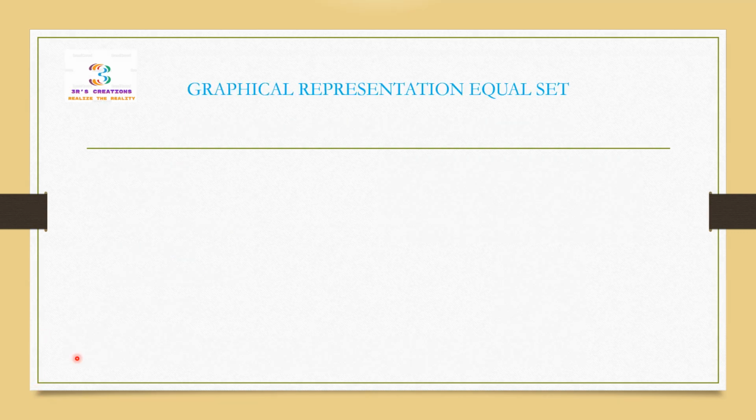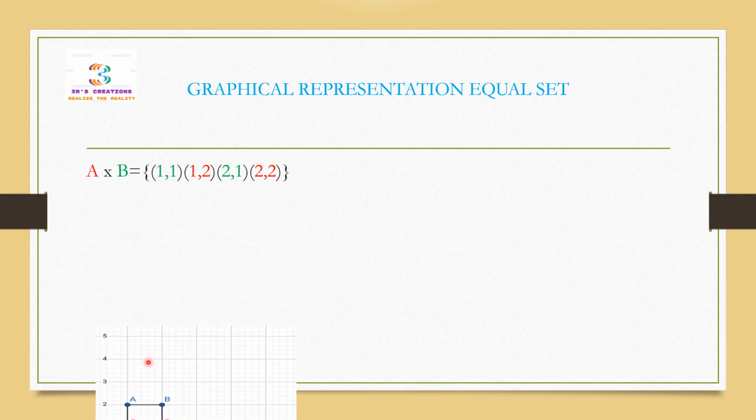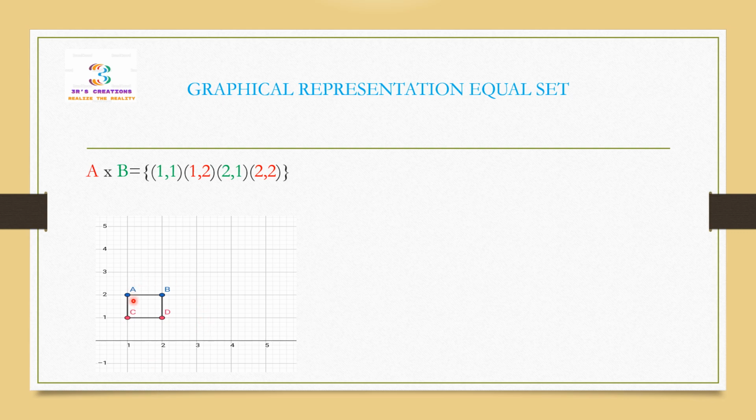Graphical representation of Cartesian product with equal sets. A cross B, which was found already, is represented on the graph. So we got a square shape. When we plot the points of equal sets, we will get a square shape, and also in equivalent sets we will get a square shape. In unequal sets we will get a rectangle shape.